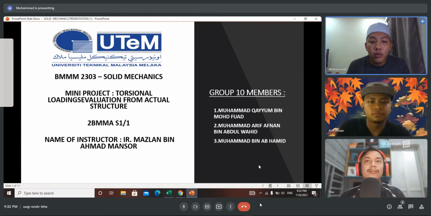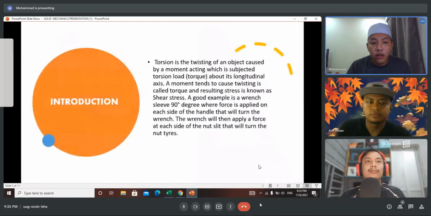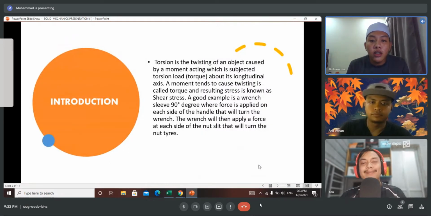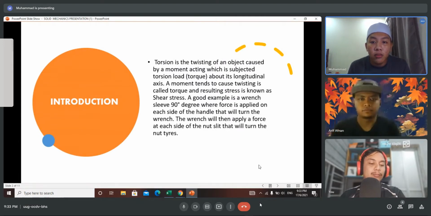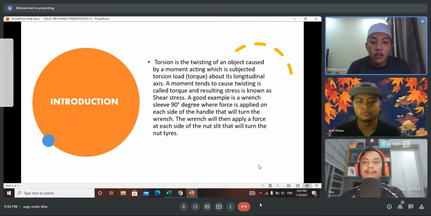Today we want to present our mini project, that is torsional loading evaluation from actual structure. For the introduction, torsion is the twisting of an object caused by a moment acting on it, which is subject to a torsion load about its longitudinal axis. A moment that tends to cause twisting is called torque, and the resulting stress is known as shear stress.